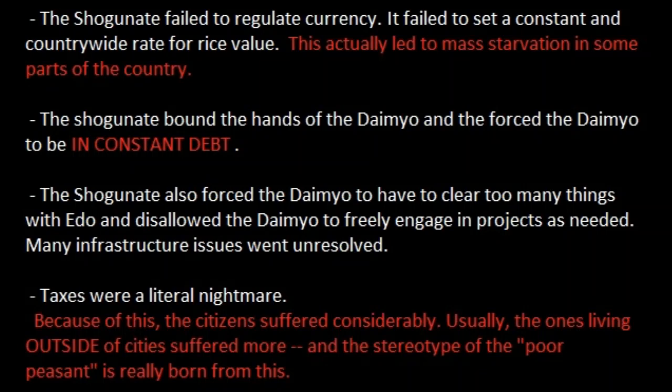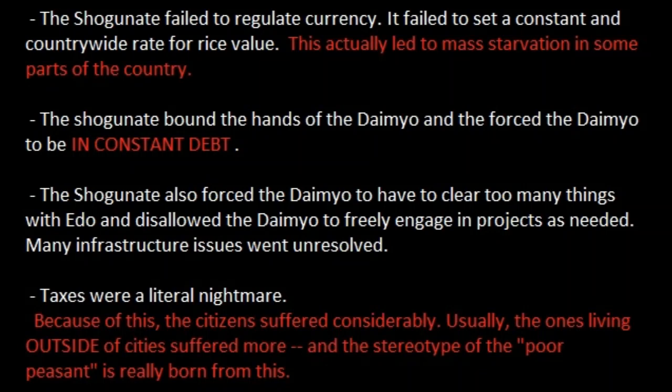Also, the shogunate bound the hands of the daimyo and forced the daimyo to be in constant debt. So, we'll just keep going on. The shogunate also forced the daimyo to clear too many things with Edo and disallowed the daimyo to freely engage in projects as needed. So this means that many infrastructure issues went unresolved. Literally, things that would have been handled in the pre-Edo time period by the daimyo were not allowed to be handled during the Edo period.